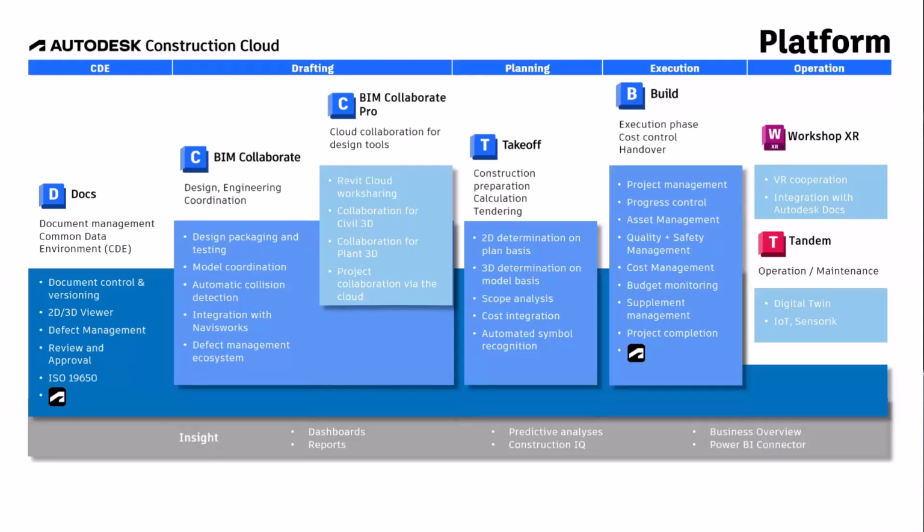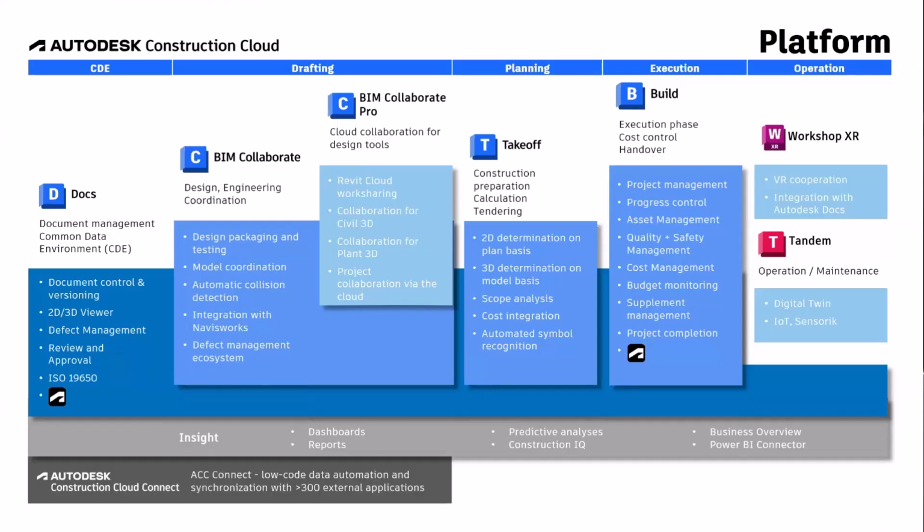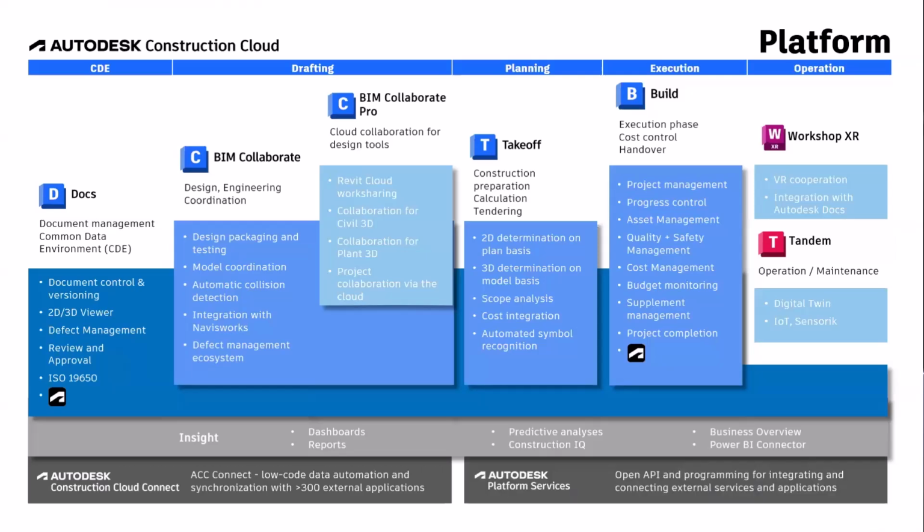Insight in the Autodesk Construction Cloud helps manage and analyze project data to make informed decisions and improve project outcomes. ACC Connect enables the integration of third-party software and other data sources into the Autodesk Construction Cloud, ensuring a seamless flow of information between different systems and teams. And if that's not enough, Autodesk Platform Services allows developers to create their own custom applications and integrate data in the Autodesk ecosystem.